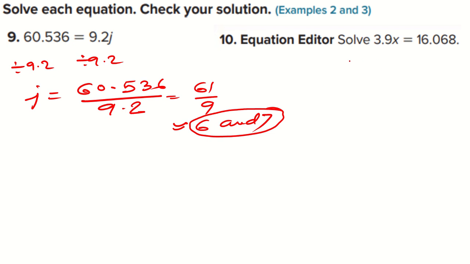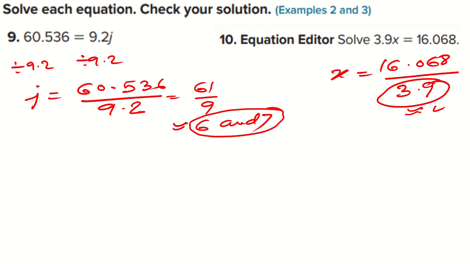Okay. Now same for this also. So x will be equal to 16.068 divided by 3.9. So 3.9 almost can be taken as 4. So 16 divided by 4 means it will be approximately 4. So just check your answer. Whatever option is close to 4, that option will be the correct answer. But it must be just bigger than 4. Maybe 4.01 or maybe 4.02 like this.